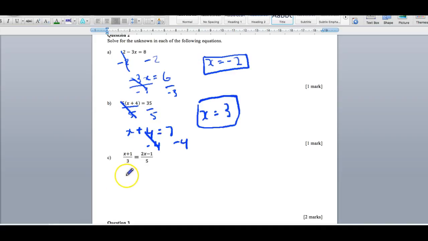Anyway, let's move on. Question C is worth 2 marks. So if we're getting rid of this 3, we're multiplying both sides by 3. So let's just assume I've done that. Times by 3. And getting rid of this 5, we multiply both sides by 5.